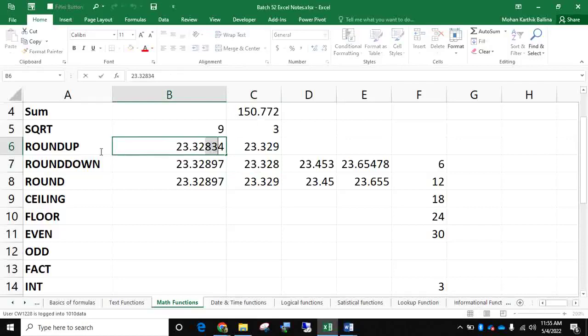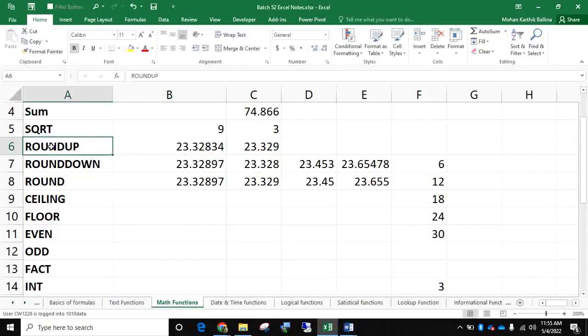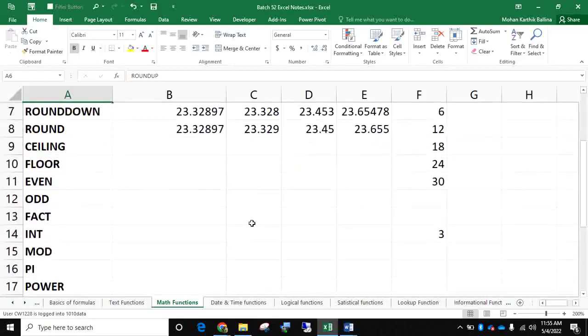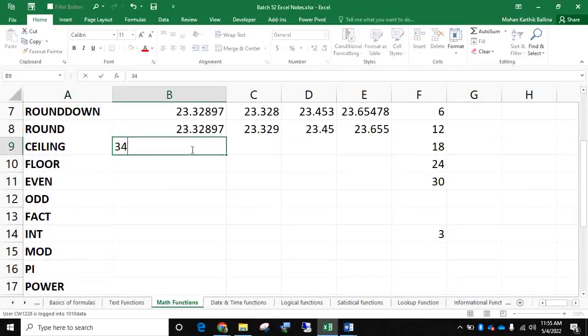Okay, but you are forcefully saying that please do the round up. So always go up, don't come back. Okay, round up, round down, round. Even ceiling and floor. Ceiling and floor are also the same kind of thing for numbers. And ceiling.